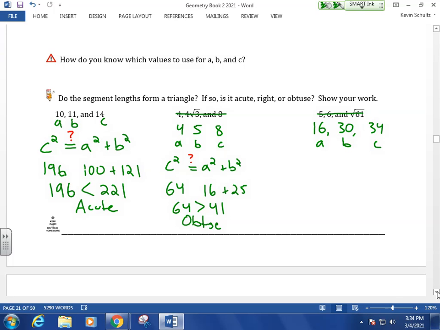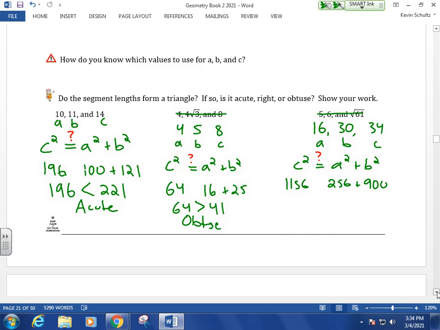So we're comparing C squared. We want to know, what is that relationship? Is it equal? Is it greater than? Is it less than? To A squared plus B squared. 34 is our value for C. 34 squared is 1,156. Quick maths. A squared, 16 squared is 256. Plus 30 squared, which is 900.